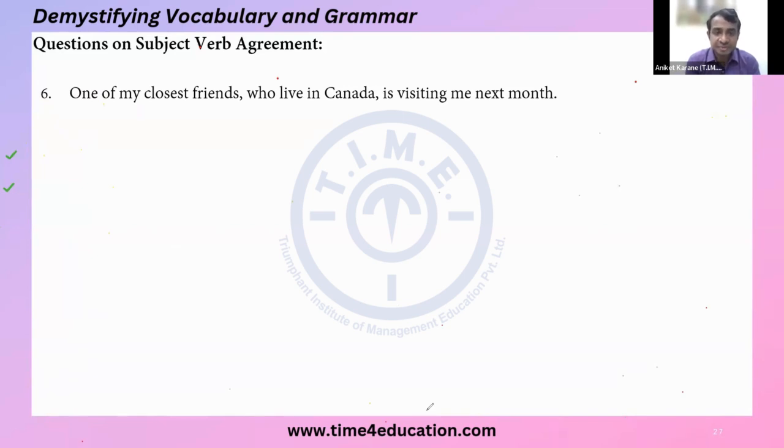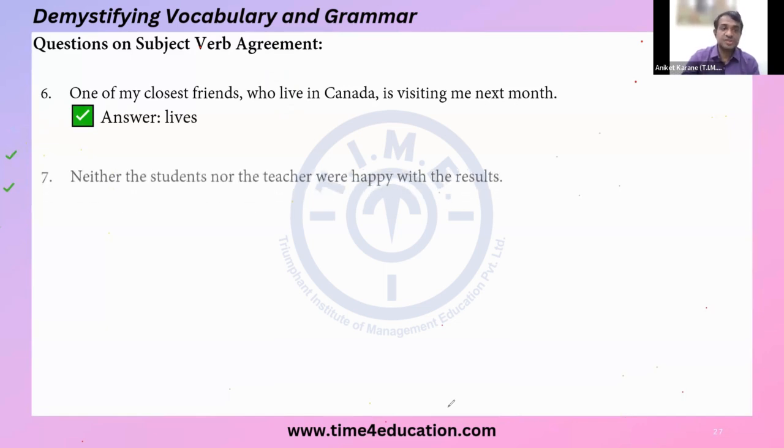Yes, very good, everyone. So the whole point here is one of. And one of is always followed by a singular verb, which is wrong here. Live is wrong here, right? So one of my closest friends who lives in Canada is visiting next month.